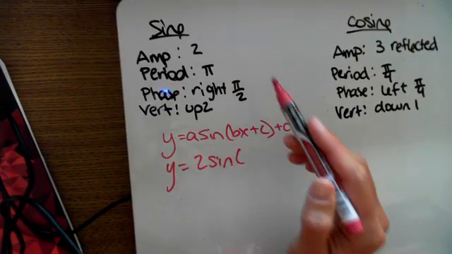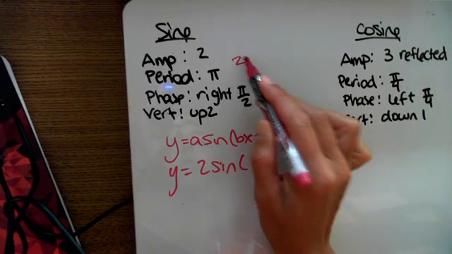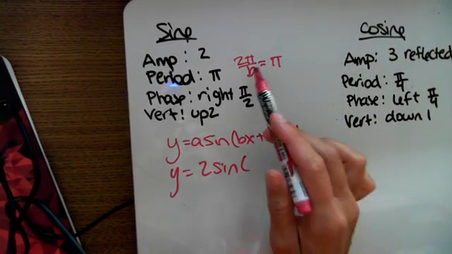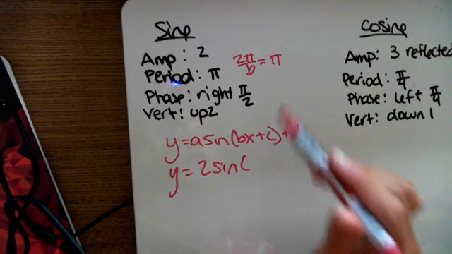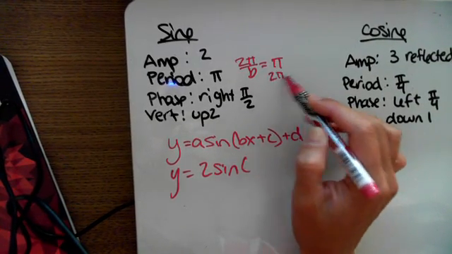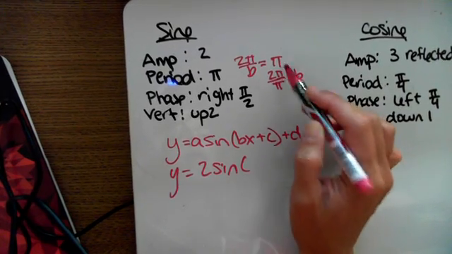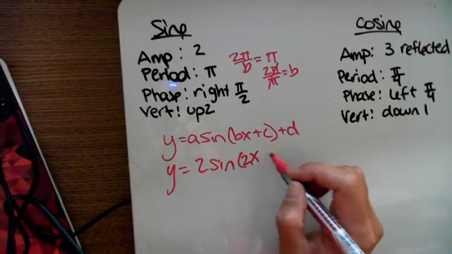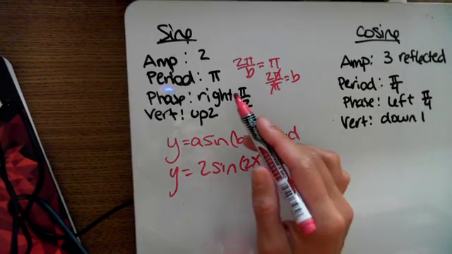Period is coming from 2 pi over b. So if I know 2 pi over b equals the period that I've been given, I can solve for b, which is what I actually plug in. So we would multiply by b, divide by pi, which gives me 2 pi over pi, which is equal to b. Pi's canceled, tells me b is 2. Plug in my x. I also have a phase shift and a vertical shift.